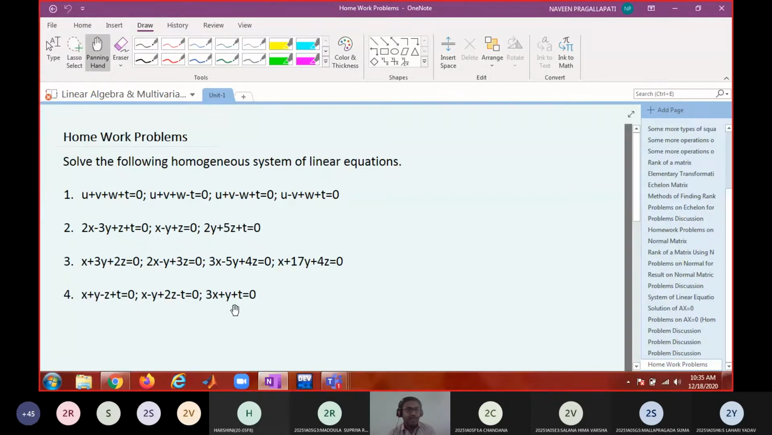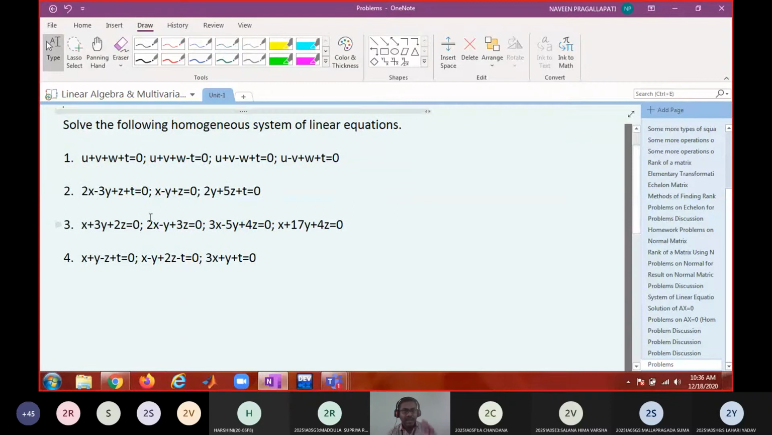Okay, so we'll do these problems. What I will do is, I am not going to do the echelon part. I'll leave the conversion of the coefficient matrix into echelon form to you. I'll just write down the important steps. Okay, so solutions.